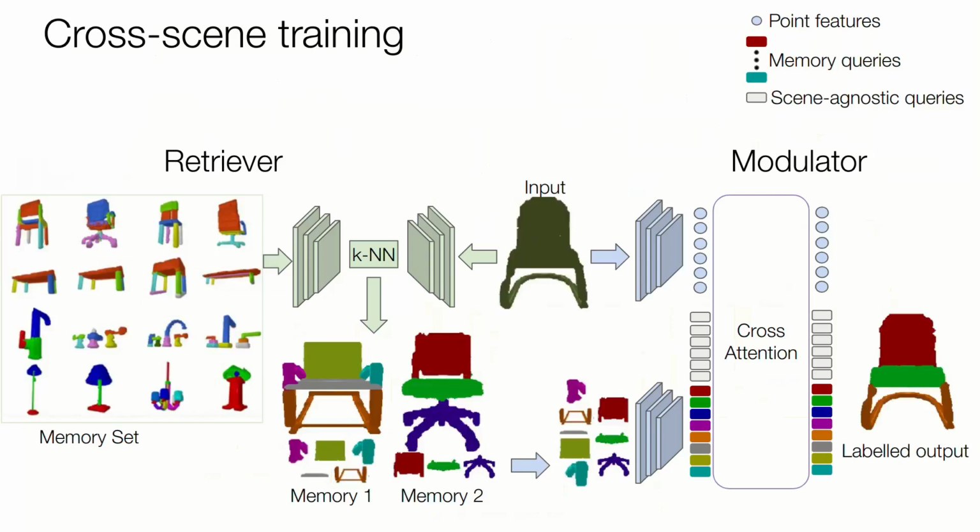After within-scene pre-training, we train cross-scene, where the memory and input are different examples. We use the weights of the within-scene pre-trained modulator encoder to initialize the retriever encoder and keep it frozen during training. The modulator weights are initialized from the within-scene pre-trained weights and are further optimized cross-scene. The model is trained for part segmentation by assigning the decoded part segments to ground truth part segments via Hungarian matching, much like a standard segmentation transformer.